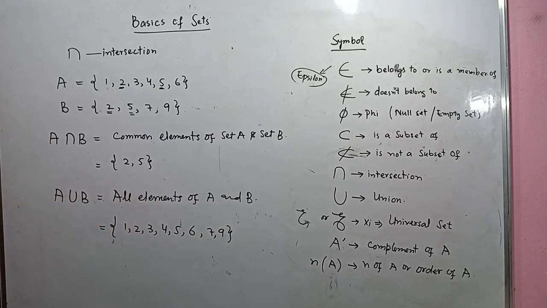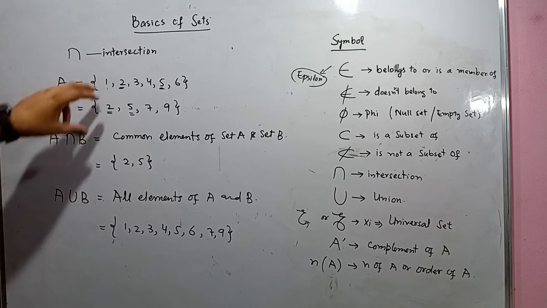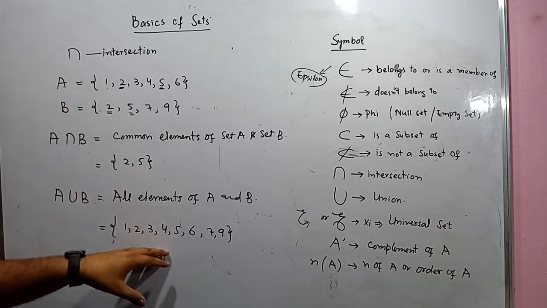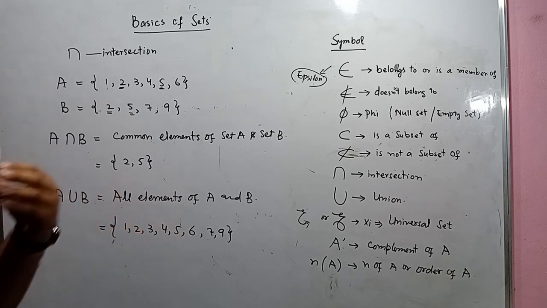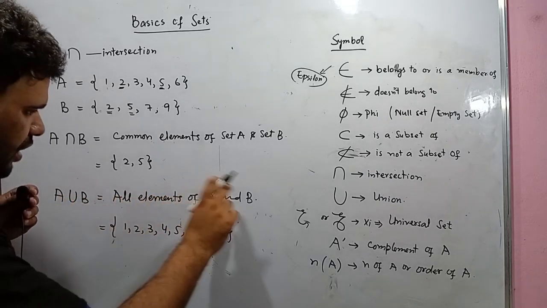So what is A union B? All elements of A and B. But one thing we should remember, the elements should not repeat. If we repeat the elements within the curly braces, that makes incorrect sense. So A union B is simply what? It is all the elements of set A and B.